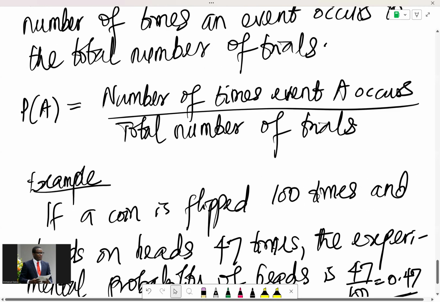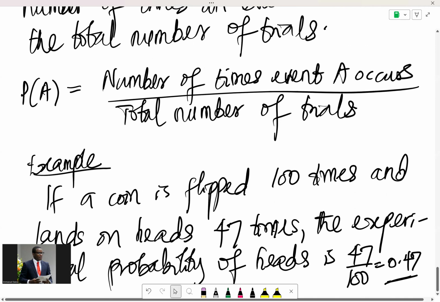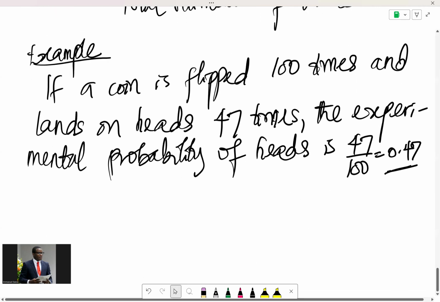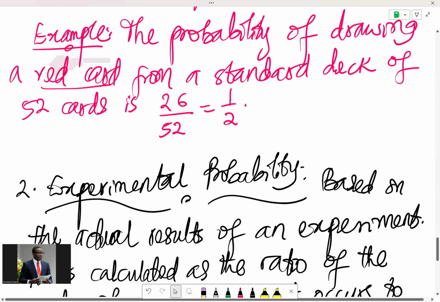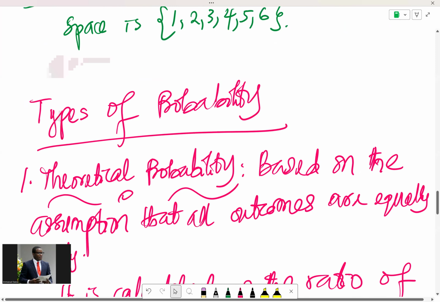So that is why now the definition is a bit different. It's now the total number of times the event you are interested in, which is head in this case, out of the total number of trials, which is 100. And that's why the probability of getting a head based on your experiment is 0.47. So it's slightly less than 0.5, which is what you get in the case of theoretical probability.